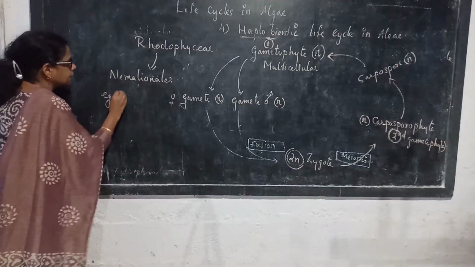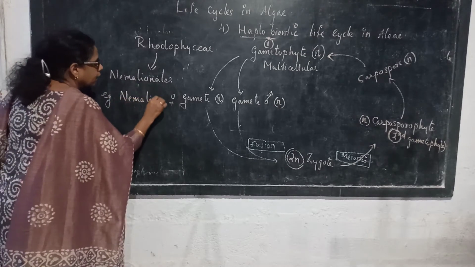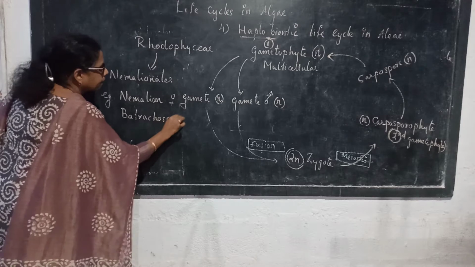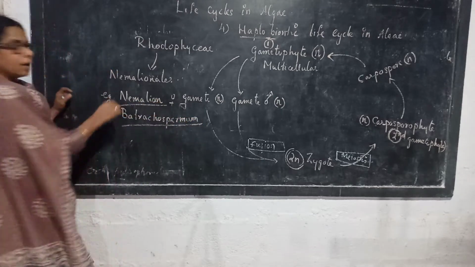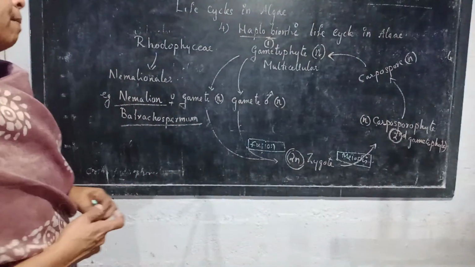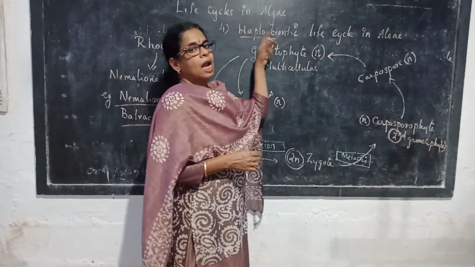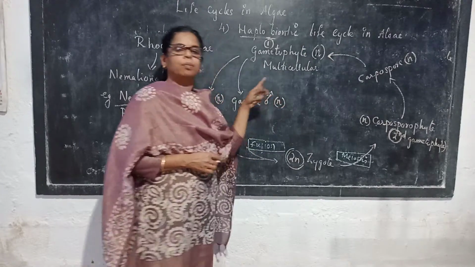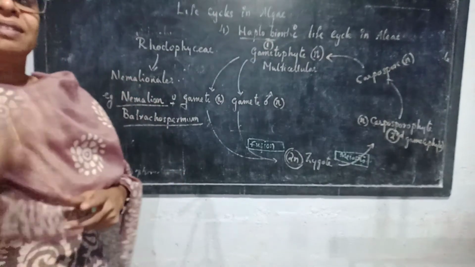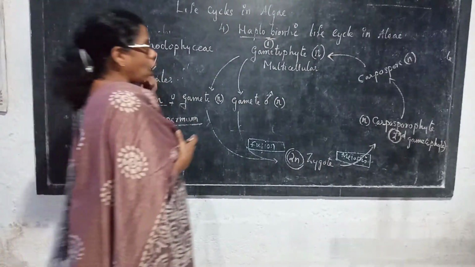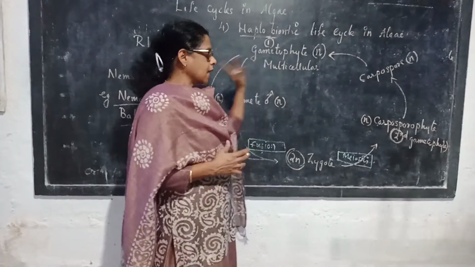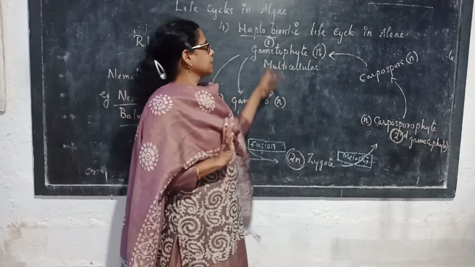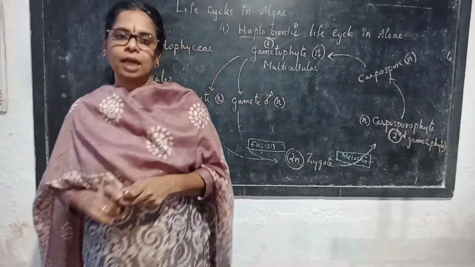We can write some examples. Nemaleon is one example. Then we can also write one more example, Batrachospermum. So Batrachospermum and Nemaleon are both red algae or Rhodophyceae members, and they exhibit what type of life cycle? Haplobiontic type of life cycle, and it is a triphasic life cycle. What do you mean by triphasic life cycle? A life cycle with three distinct phases. And here how many haploid phases? Two haploid phases and a single diploid phase, and the single diploid phase is represented by zygote. Okay, so that is all about this life cycle, haplobiontic life cycle.